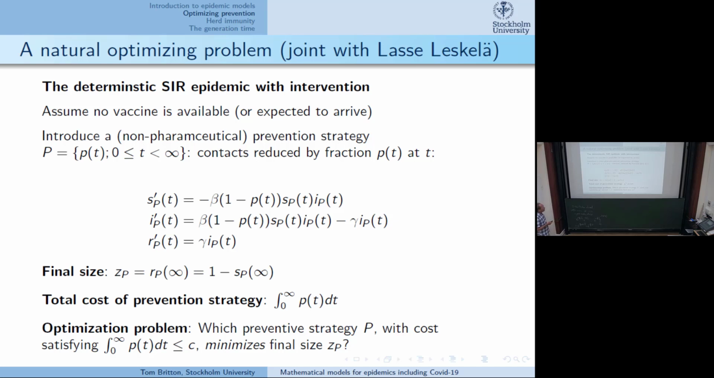So then we have an optimization problem. Which strategy with a cost bounded by some constant? Say that we cannot close down society completely, so you have this cost to spend, and we want to minimize the final number getting infected.